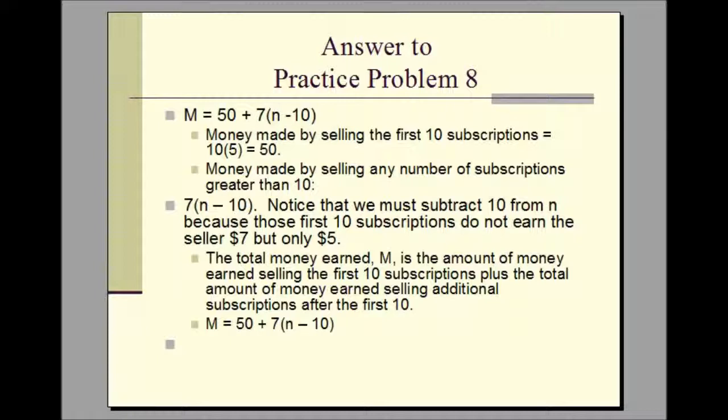The total money earned, M, is the amount of money earned by selling the first 10 subscriptions, plus the total amount of money earned by selling the additional subscriptions after 10. This is M equals 50 plus 7 times (n minus 10).